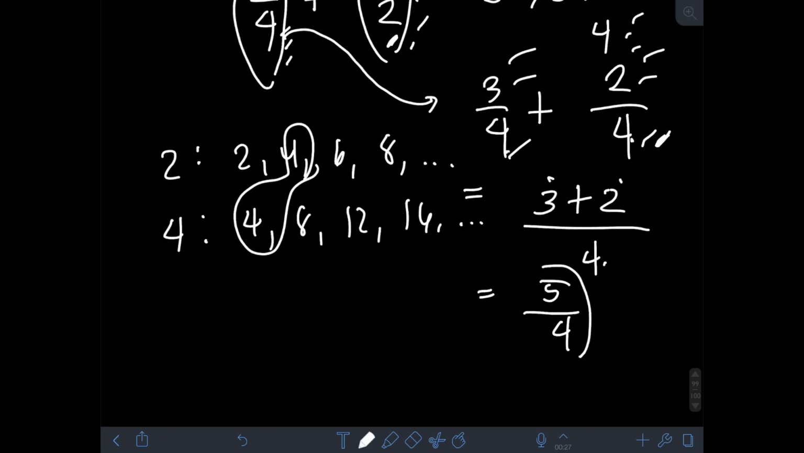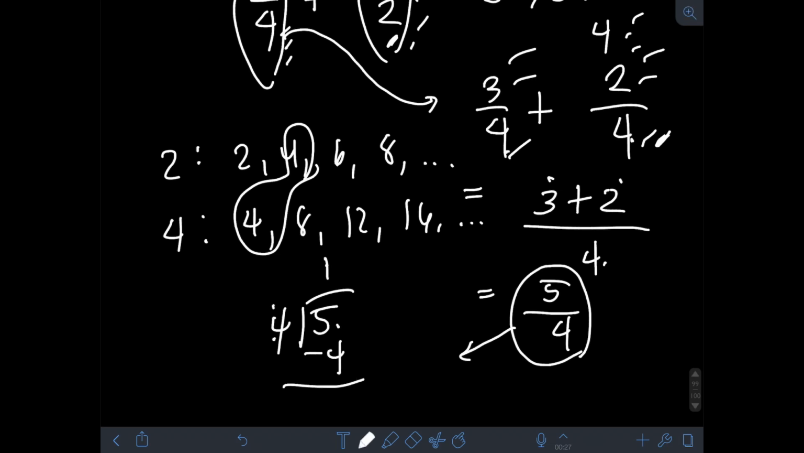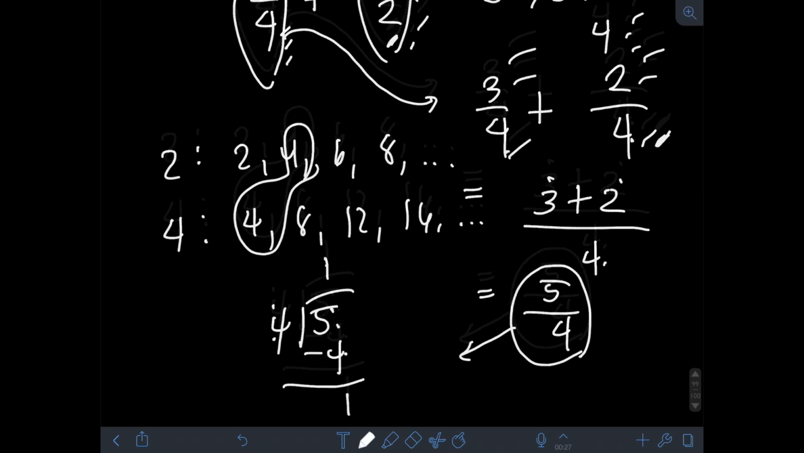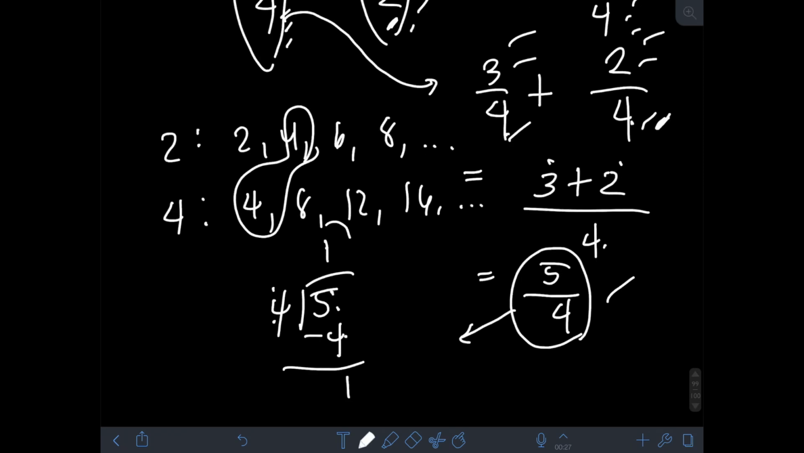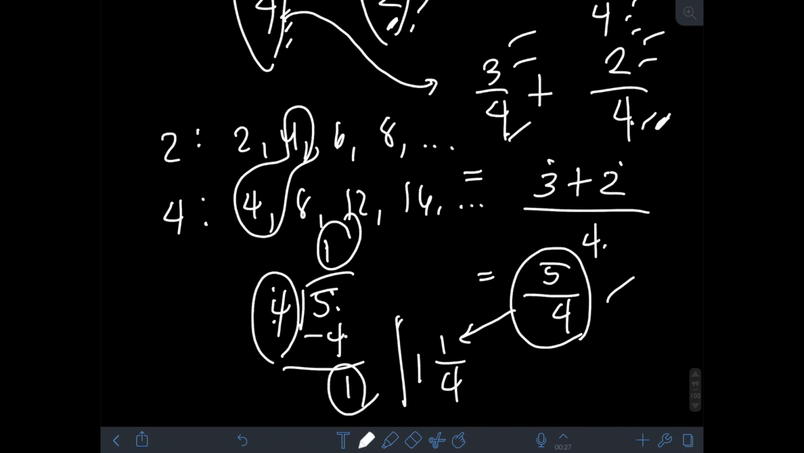So again, this is an improper fraction. So we can transform this into a mixed number by dividing 5 by 4. So 5 divided by 4 is 1. 1 times 4 is 4. Subtract: 5 minus 4 is 1. So that 5 fourths in mixed number is equal to 1 and 1 fourth.